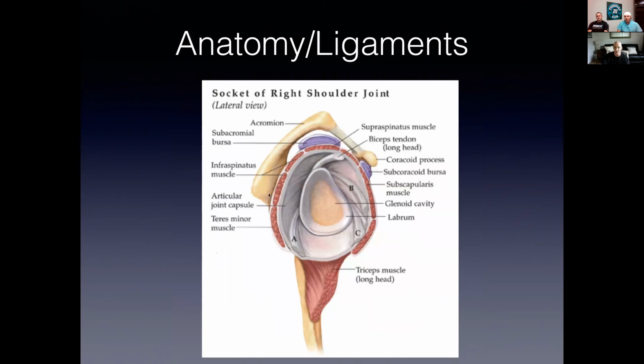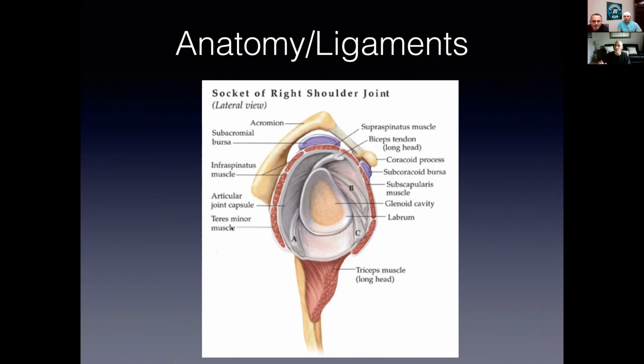These muscles, this is looking at the socket from the side. This is where my arrow is. This is the back, or posterior. This is the front, or anterior. The front is mainly protected by the subscapularis muscle. The top is mainly protected by the supraspinatus muscle, and the back and top is protected by the infraspinatus muscle and the teres minor muscle.